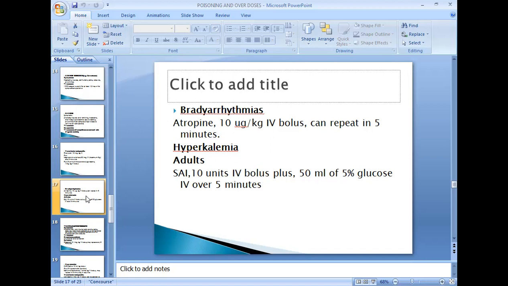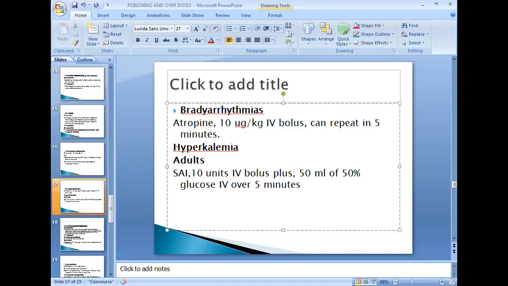Now for hyperkalemia, we can give short-acting insulin 10 units IV bolus plus 50 ml of 50% dextrose, 50% glucose, as an IV bolus over 5 minutes, and it can be repeated depending on the situation and the patient's condition. If the patient is hyperglycemic, we can avoid this. We also have other choices, like potassium exchange resins.